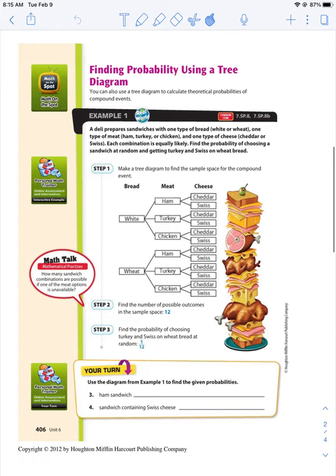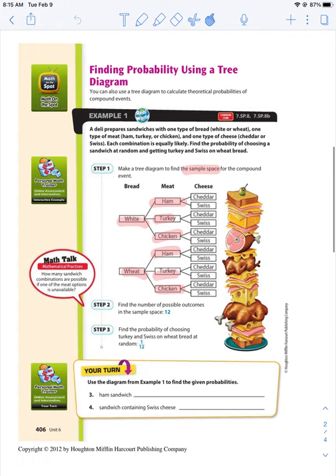So step 1, again, is to make our sample space. So we're going to start with the types of bread. We have white and wheat. And for white, we have ham, turkey, chicken. For wheat, we have ham, turkey, chicken. And then for each meat type, there's another 2 types of cheese.